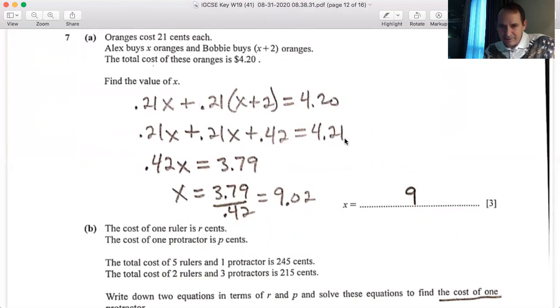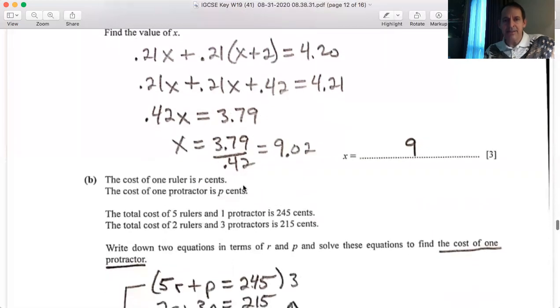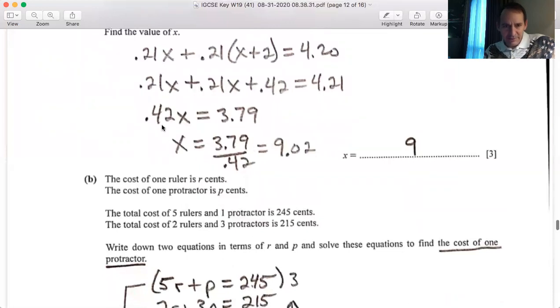So I didn't catch this earlier. It should be 4.20 here. Then when you combine your x's, you get 0.42x. When you subtract your 0.42 from the other side, this should be 3.78, not 3.79, should be 3.78. And when you divide 3.78 by 0.42, you get exactly 9 oranges, which makes sense.